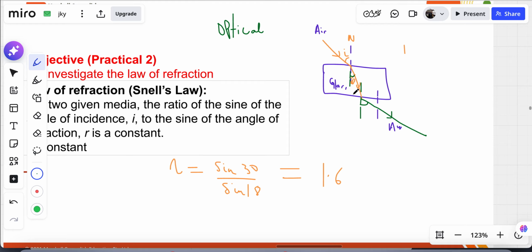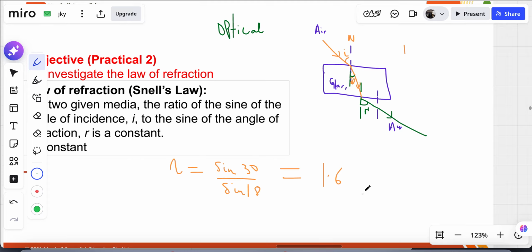So when light is traveling from an optically denser medium to an optically less dense medium, it will bend away from the normal, and the refracted angle will be larger. If it's coming from glass, an optically denser medium, to air, an optically less dense medium, it bends away from the normal. But if it's coming from air into glass, it will bend towards the normal.